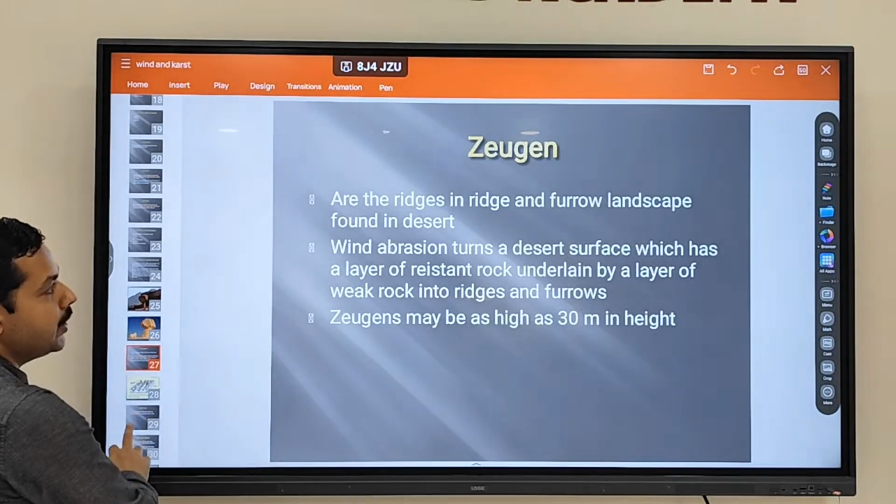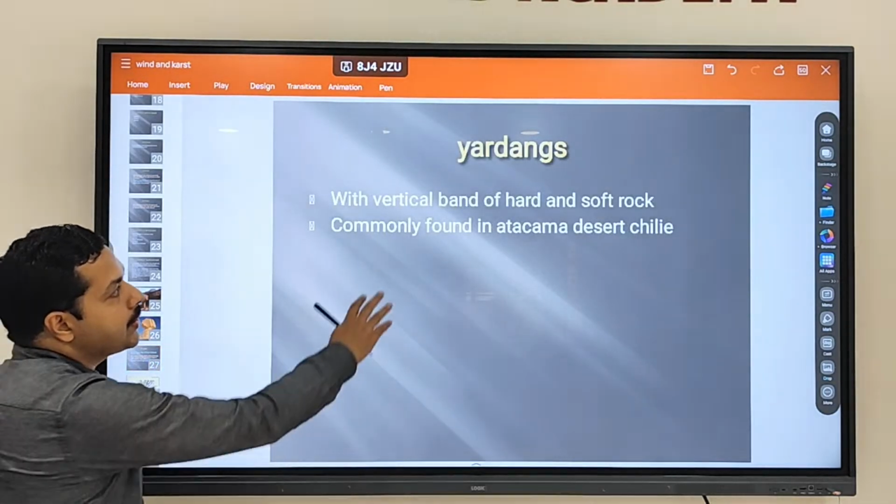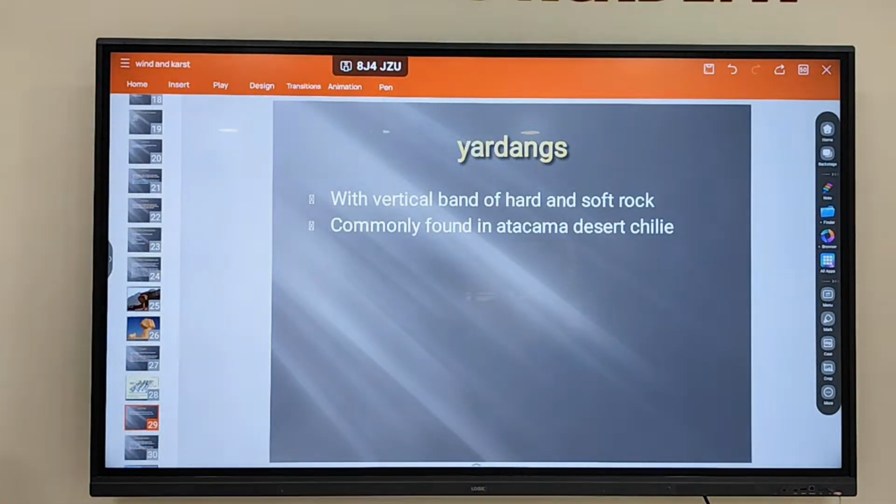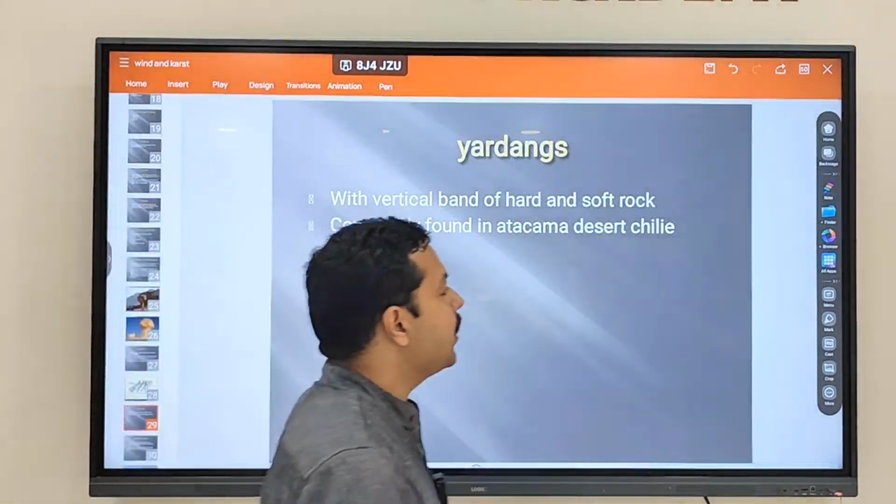The third one, Yardang, is also a similar concept, but what is the only difference between Jugan and Yardang? These are vertical bands of hard and soft rock, commonly found in the Atacama Desert region. Clear? So vertical bands of hard and soft rock.